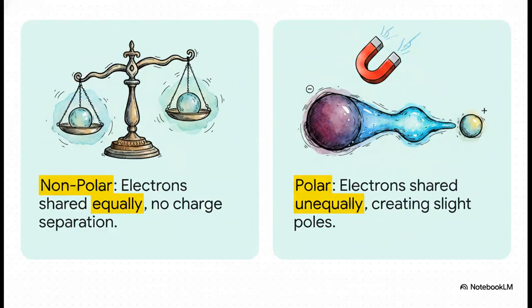Now, I should point out, sharing isn't always fair, right? When identical atoms bond, like our hydrogen or nitrogen, they pull on the shared electrons totally equally. That creates a perfectly balanced, non-polar covalent bond.